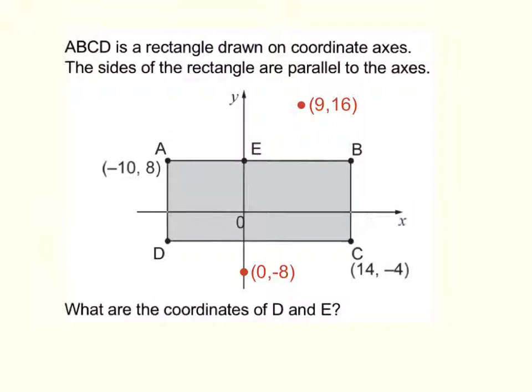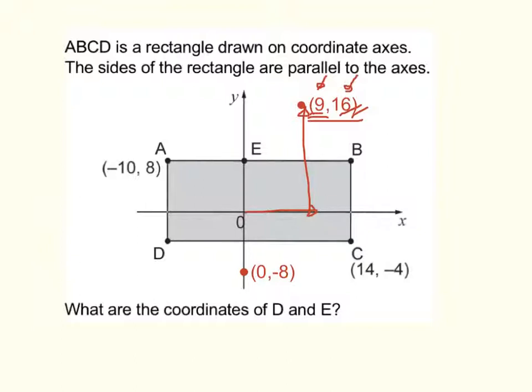I've drawn on the coordinate (9, 16) here. This means that this point is 9 along the x-axis, so it's 9 in this direction, and it's 16 in the y-axis, so it's 16 up. And of course, the x-coordinate is always how far along first of all, and the y-coordinate is how far up.